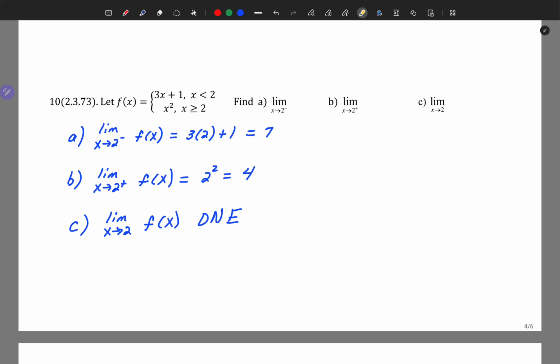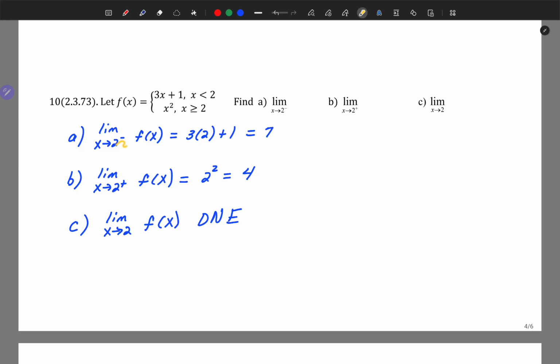In my next one, you'll have a piecewise function, and you'll be asked to evaluate the piecewise function on the left side, the right side, and overall. We know the overall limit will fail to exist anytime the left and right give us different answers. If the left and right give us the same answer, then the overall limit is that same answer. In this case, as I approach 2 from the left, please remember with these left or right-hand limits, anytime you can plug the number in, you should.